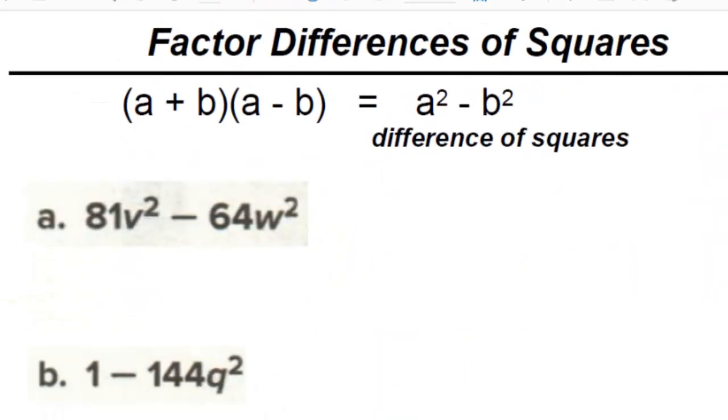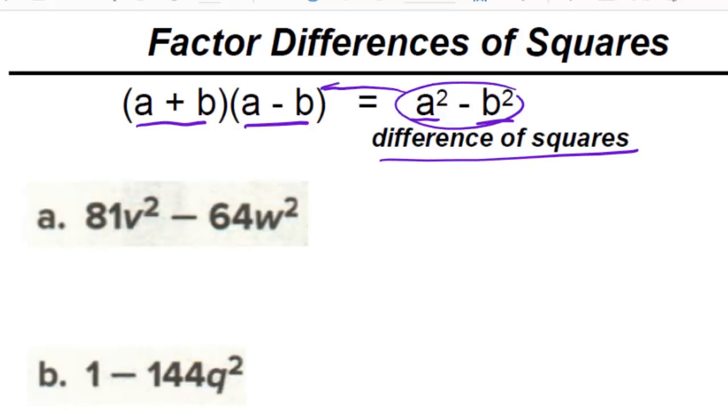For the first one, we have a sum and difference product, a plus b times a minus b, and that gave us a squared minus b squared, which we called difference of squares. So if we have a difference of squares, it can be factored back into this form instantly. You'll know you have a difference of squares because the first number will be a perfect square, the second number will be a perfect square, and there will be a subtraction between them.